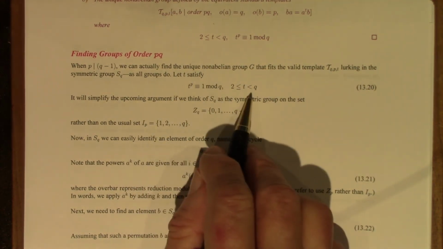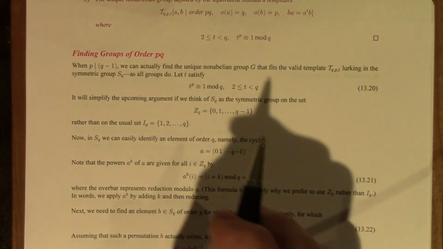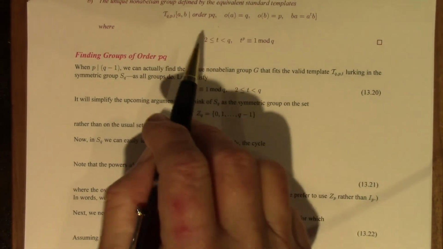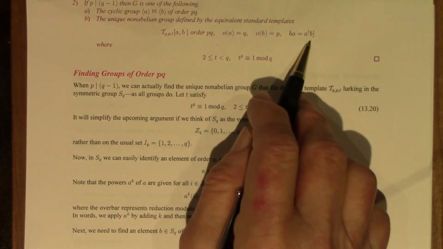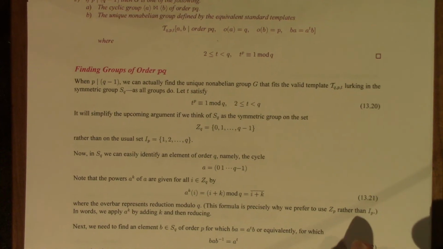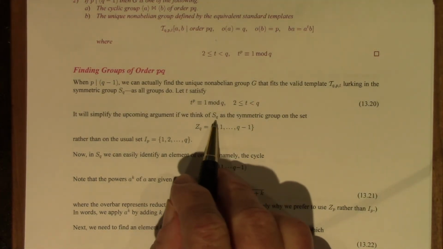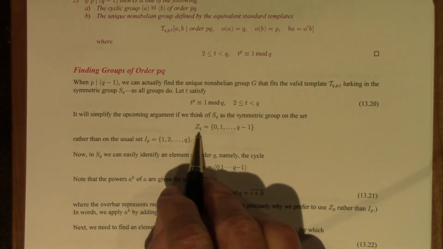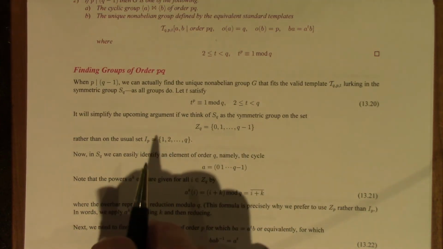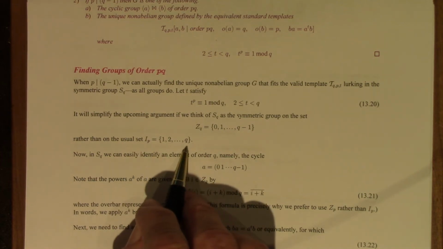Suppose T satisfies the T condition, so the template's valid. What we need is an element of order Q, an element of order P, and we need to have this relationship. Now it's going to be a little simpler in the argument we're about to give, if we think of SQ as the symmetric group on the set ZQ, 0 through Q minus 1, rather than what is traditional, and that is on the set 1 through Q.